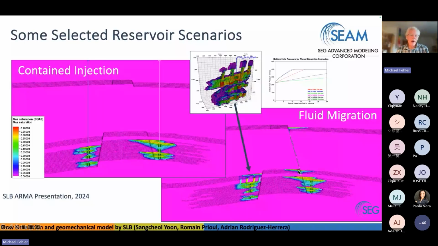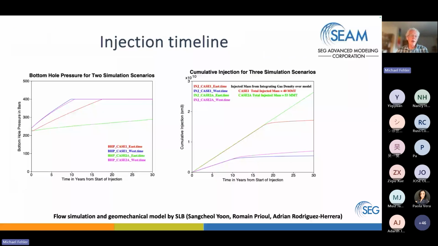This just shows the injection parameters. The left side shows borehole bottom hole pressure. We capped it at 400 bars, and once it reached that pressure, the injection rate had to slow down. The right side shows the injection rate, and what I've done is superpose 2 different scenarios. One is the contained injection and one is the fluid migration injection, and there are 2 wells. For example, this green one is the injector on the west side when fluid is migrating up the fault. And we actually never reach our 400 bar injection pressure in that one. And you can see that fluid continues to get injected for the 30 years.